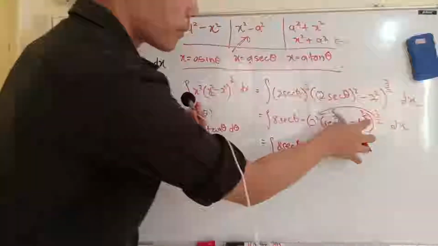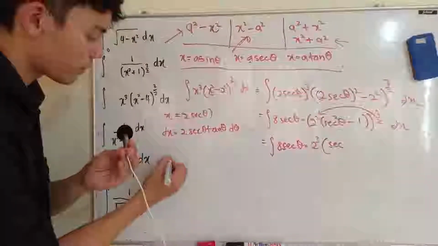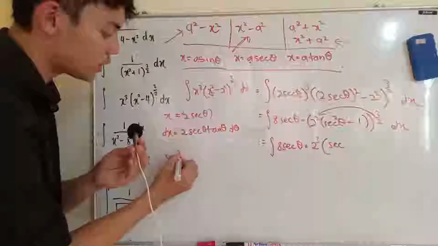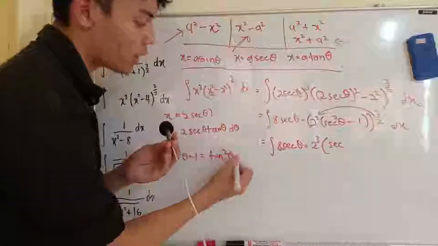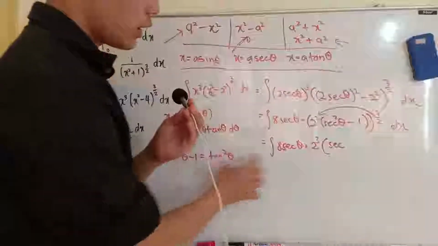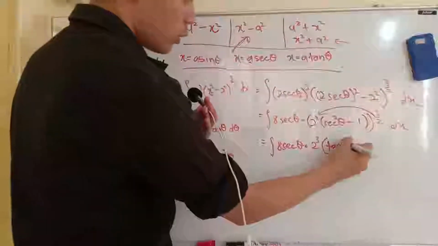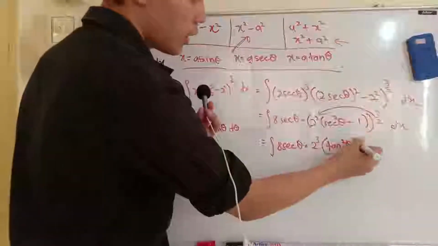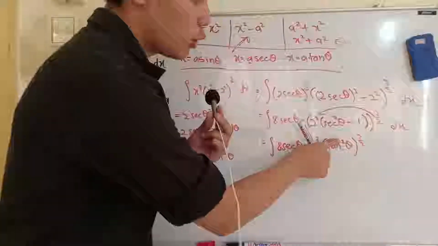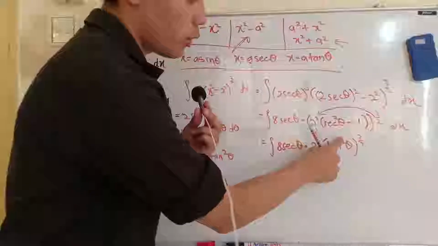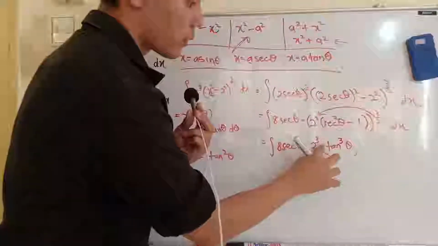Before I expand it, you know that secant square theta minus 1 is actually your tangent square theta. So I'm just going to substitute it back. So you're going to have tangent square theta power 3 over 2. Now here is square, here is 3 over 2. So I'm just going to have over here tangent cube.